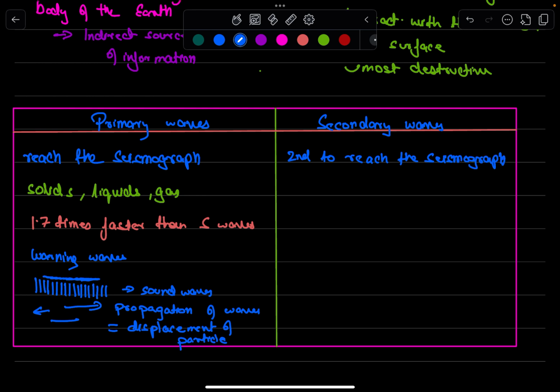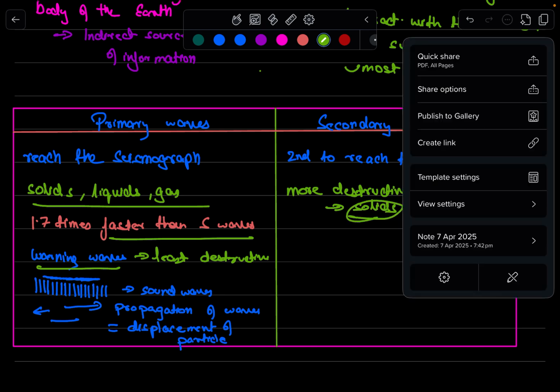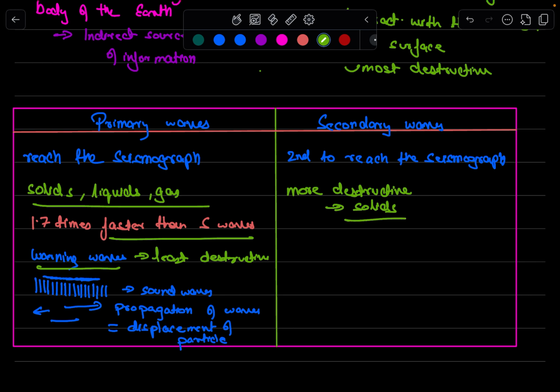Now keep in mind that P waves are just 7 times faster than S waves because they can travel in solids, liquids and gases. Also they serve as warning waves and they are least destructive. They do not destroy much. But secondary waves can be more destructive even if they are second to reach the seismograph, because they can travel only in solids. They cannot travel in any other medium, only in solids.